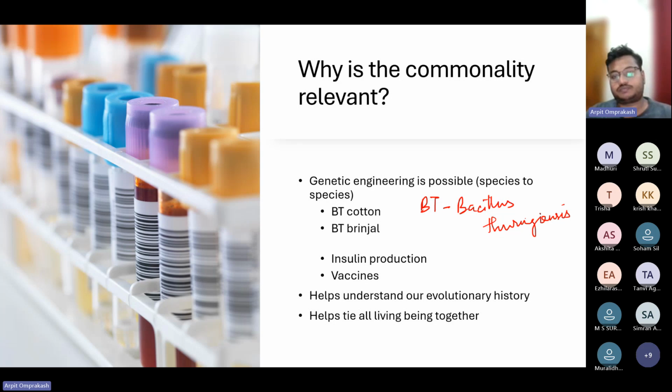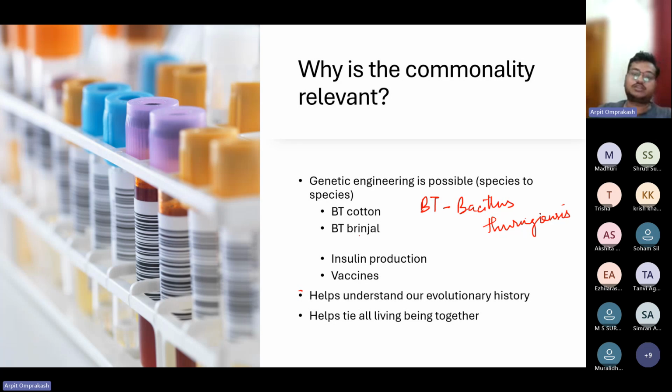So these hybrid plants that we have, the BT cotton and BT brinjal, are resistant to these diseases because of the presence of DNA from this bacteria in them. Right. So you have transferred the DNA from the bacteria into the plants, and now the plants can synthesize compounds which help them become resistant against certain diseases.